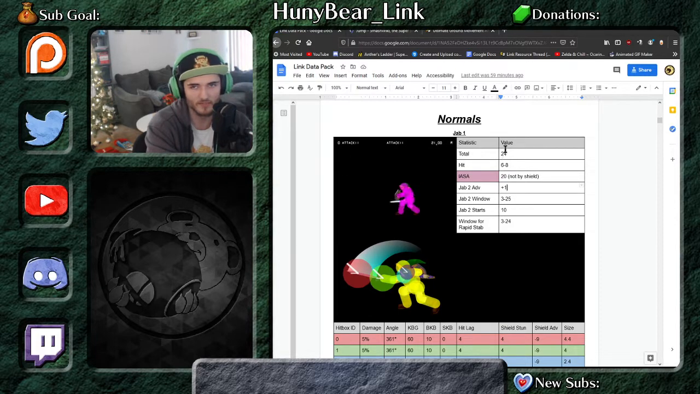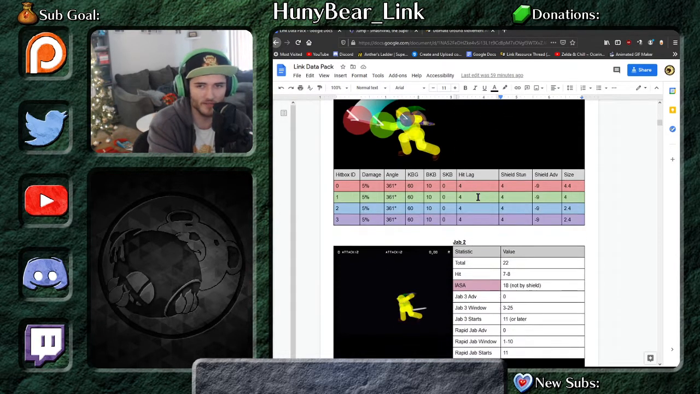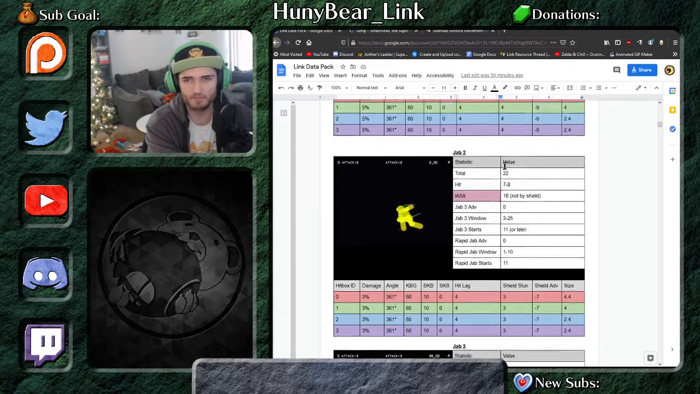25 evidently, or as late as frame 24. The window for rapid stab is 3 to 24, and that's when you just mash the A button. Alright, jab 2.